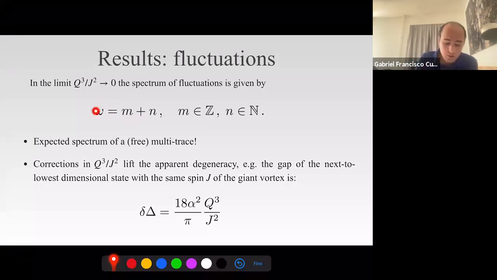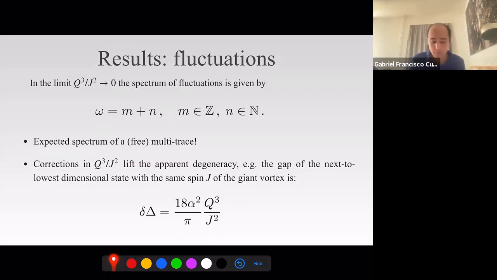You might be worried that since m can be negative, this state is unstable or the ground state is highly degenerate, but this is just an artifact of this approximation here. So if you restore the first correction Q^3 over J^2, you find that indeed you have a unique ground state and that the gap is given by this formula here with respect to the lowest lying state, which has the same spin J and charge as the giant vortex.